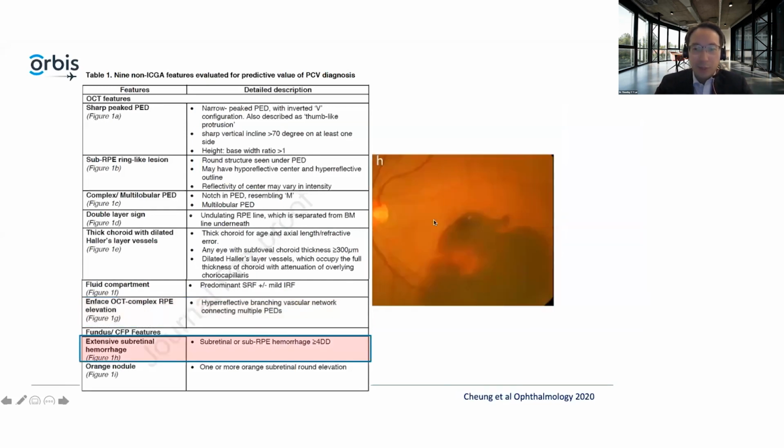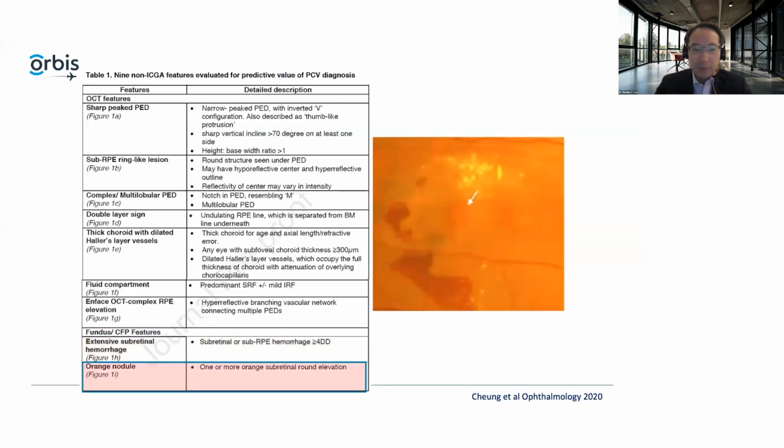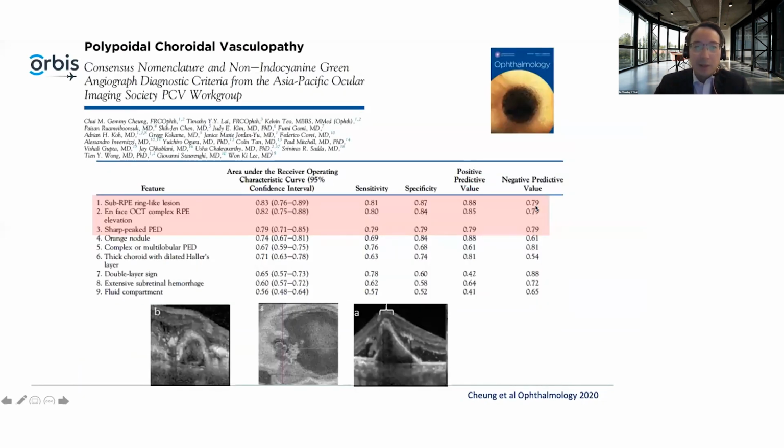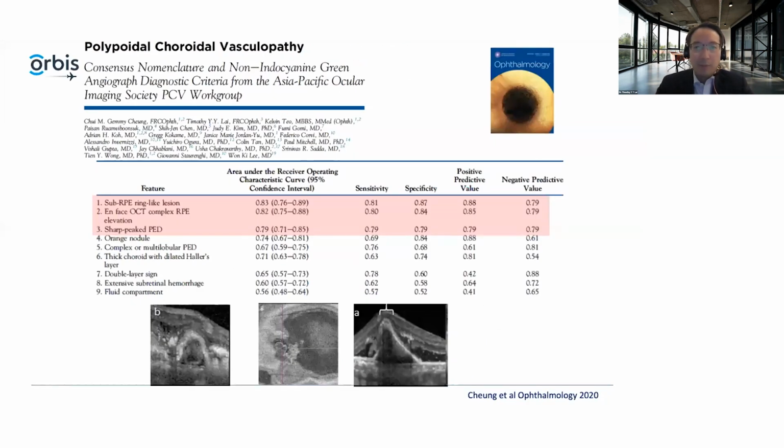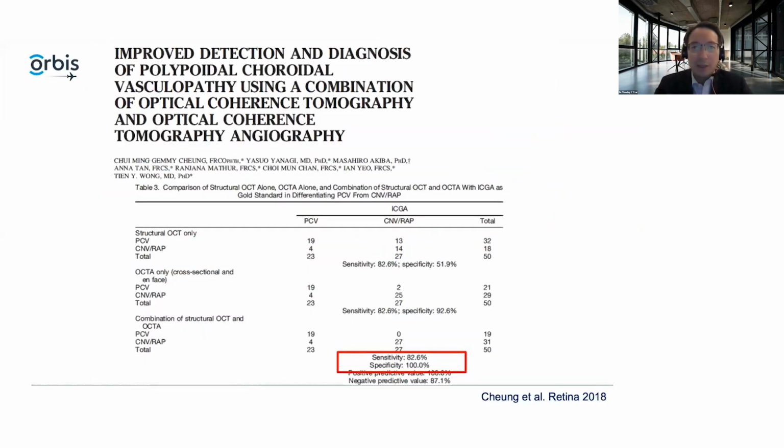And for fundus features, we look at the extensive subretinal hemorrhage or the orange nodule. Looking at all these 9 features, we graded many photos and found that the best features to diagnose PCV are, firstly, the sub-RPE ring-like lesion. Second is the en face OCT elevation of the RPE layer. And thirdly is the sharp peak PED, and they had a very good area under curve from 0.79 up to 0.83. And clinically, you can quite reliably use these to diagnose your PCV cases without the use of ICGA.